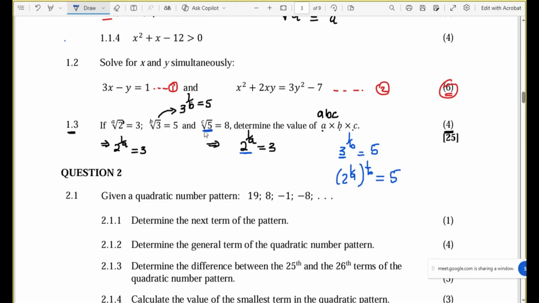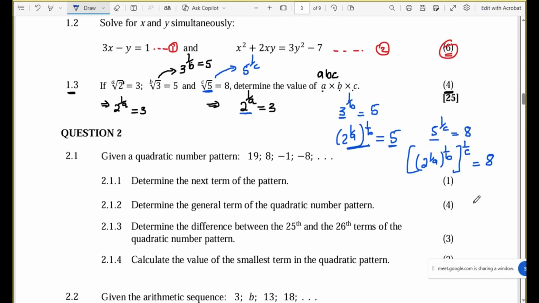But now look at this one. This one will be 5 to the power 1 over C. They say it's equal to 8. But we know what 5 is: 5 is equal to that term. So where there's 5, I'm going to put 2 to the power 1 over A, everything to the power 1 over B, then everything to the power 1 over C, and this is equal to 8.